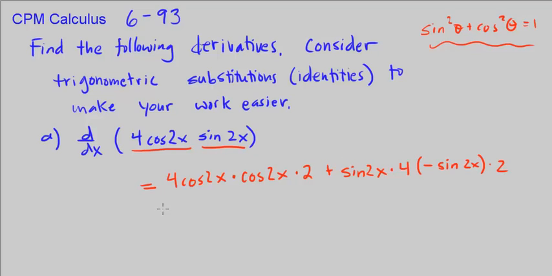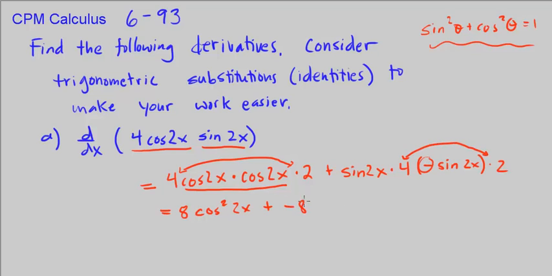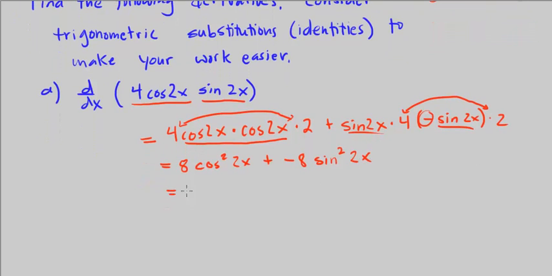Again, the chain rule. So let's go ahead and combine these. We have cosine 2x, 4 and 2. 4 times 2 is 8. Cosine times cosine is cosine squared of 2x. Plus 4 and 2 again is 8 and a negative. So we have negative 8 times sine of 2x, sine squared of 2x. Okay, so here's where our identities help. If we factor out an 8, we get cosine squared of 2x minus sine squared of 2x.